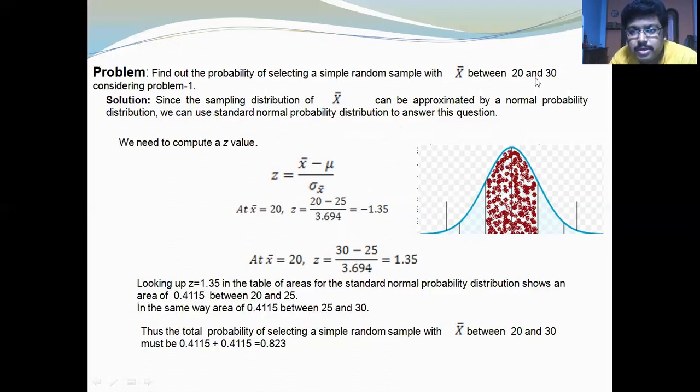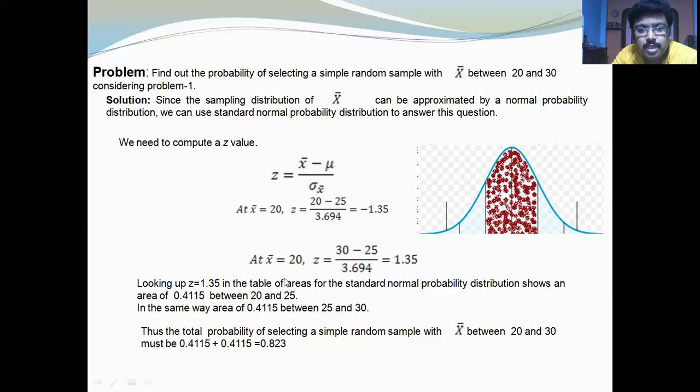At x bar equal to 20, z is equal to x bar minus mu divided by sigma x bar. So 20 minus 25 divided by 3.694 is equal to minus 1.35. This is the z value at x bar equal to 20. The midpoint is 25, and 20 is here, where the z value is minus 1.35.